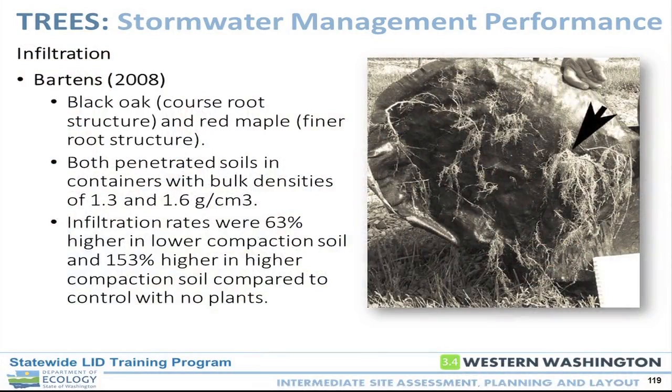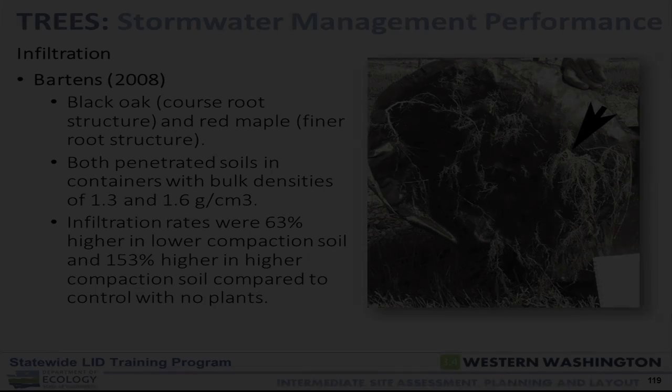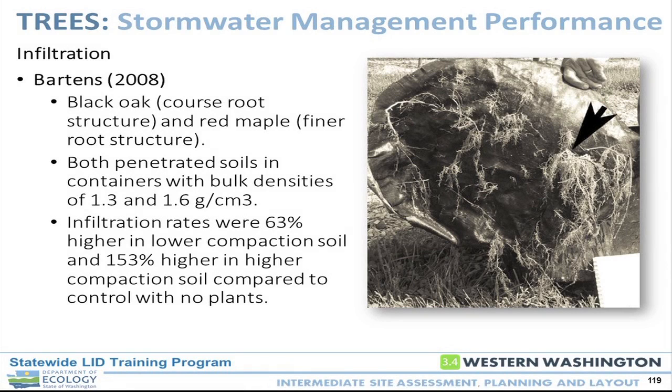Space for roots to grow, to bring in the nutrients and water. And Bartens did some really interesting research where they looked at 2 different types of trees, black oak, red maple, so this is another part of the country. And then they put these trees in buckets with different soil densities. And generally, the thinking is from 1.6 grams per cubic centimeter up is a point where plant roots have a very difficult time penetrating that soil.